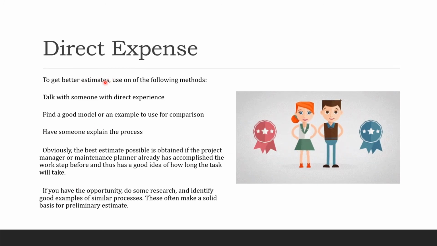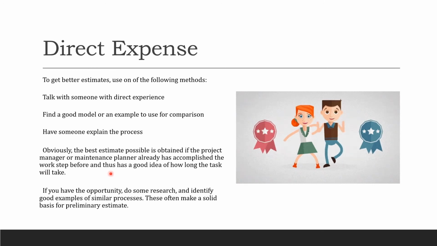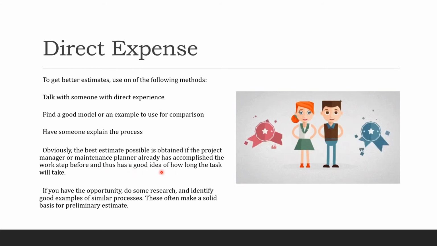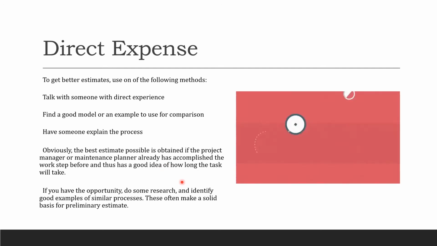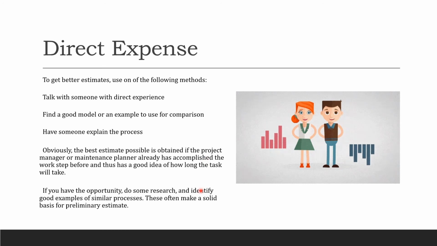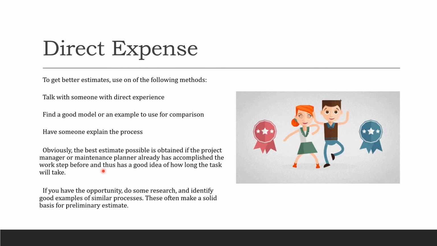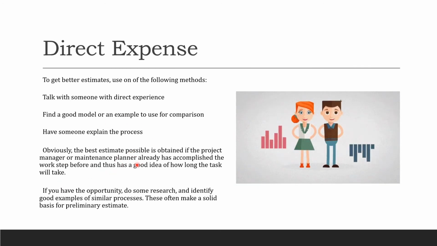Again, we're sticking to time estimates. The best time estimate possible is obtained if the project manager or the maintenance planner has already accomplished the work step before, and thus has a good idea of how long the task is going to take. You have to know your project and know what you're doing, because your budget and your resources, everything depends on your maintenance project. If you're doing maintenance of production, your production operation depends on your maintenance project.